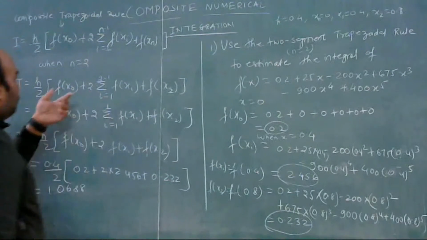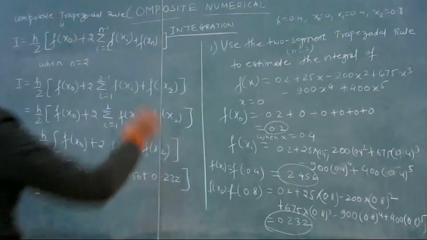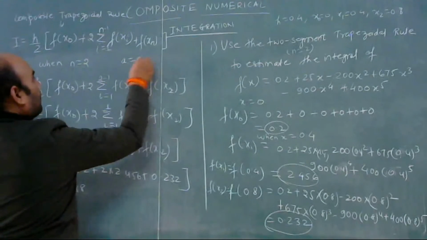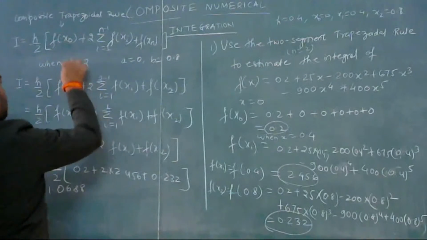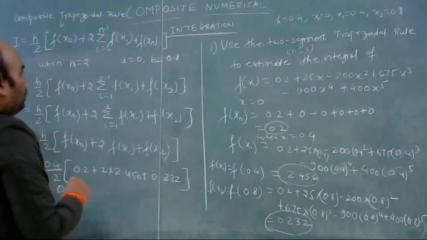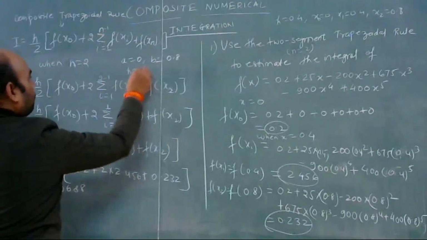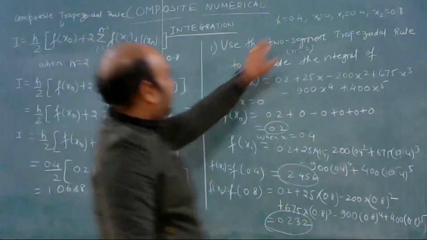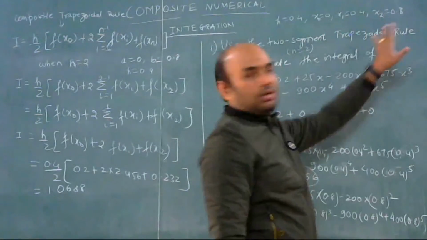So the value of a is equal to 0 and b is equal to 0.8. And the number of sub-intervals is equal to 2. So this will be 0.8 divided by 2, so h will be equal to 0.4. So the value of h is 0.4, x naught will be 0, x1 will be 0.4 and x2 is 0.8.